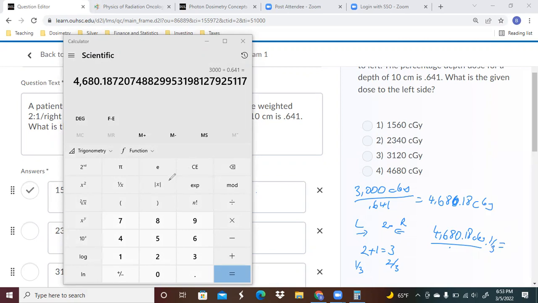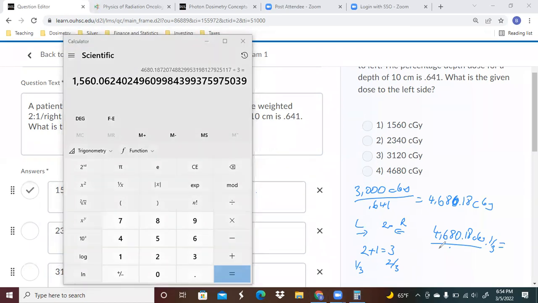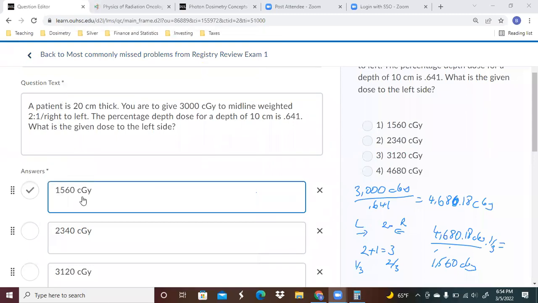So if I take this and divide it by 3, then you come up with 1,560 centigray. And that's exactly what the answer is.